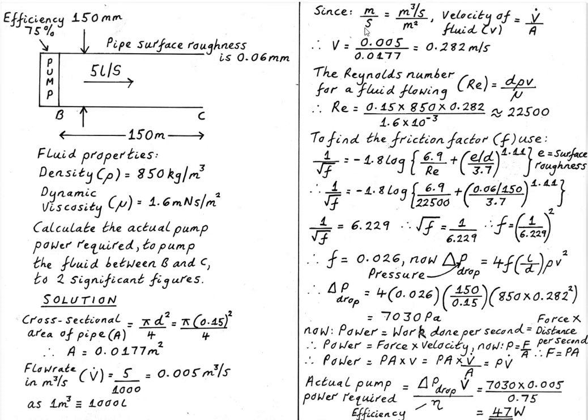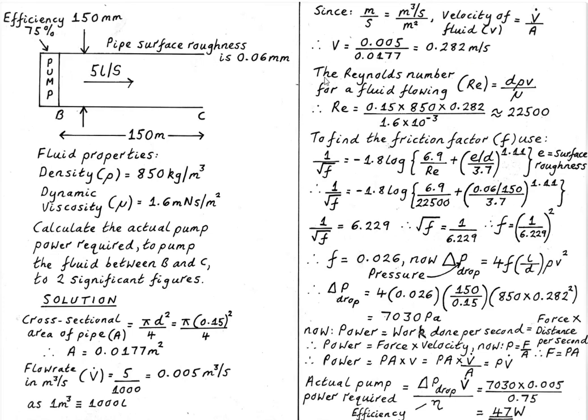Since meters per second equals meters cubed per second all over meters squared, the velocity of the fluid flowing through the pipe, denoted by little v, can be worked out from this equation here. Meters cubed per second is the volumetric flow rate, which we have just found, over meters squared, which is the cross-sectional area of the pipe, denoted by A. So substituting the two values in, the velocity of the fluid flowing through the pipe is 0.282 meters per second.